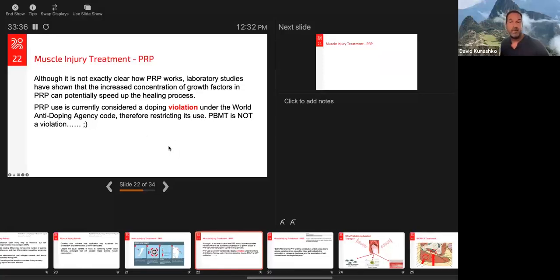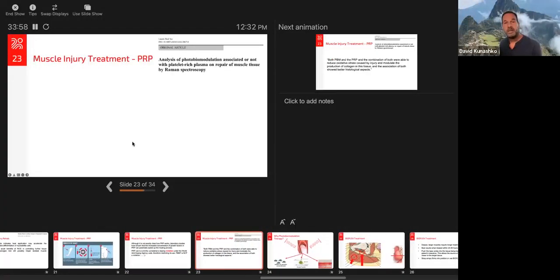However, it is a doping violation if you do PRP on athletes that are Olympic caliber or in different amateur sports. So one has to be careful that can't be done. But of course, photobiomodulation is not a violation, and so one can do that.